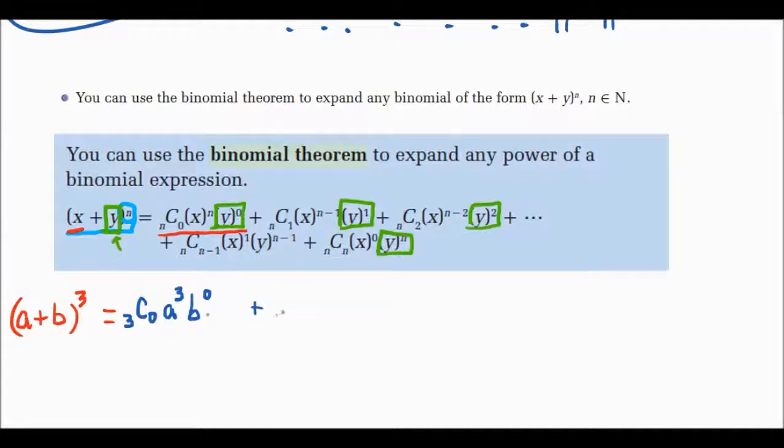So the next one is 3 choose 1. And then we have a to the power of 2. That goes down. B goes up, exponent to the power of 1. Then we have 3 choose 2. A cubed, b to the 0.